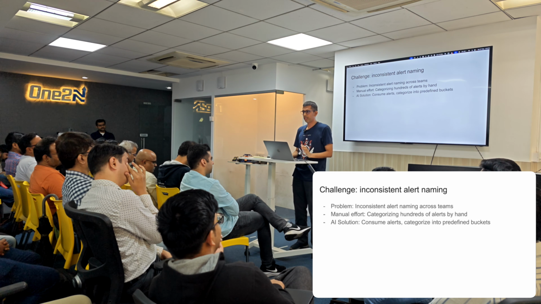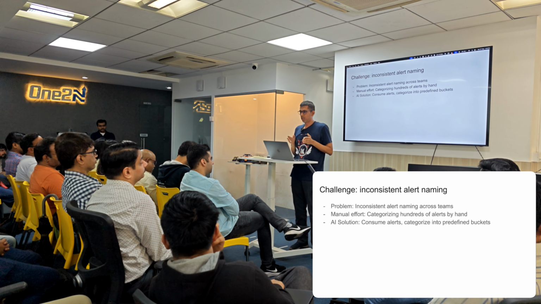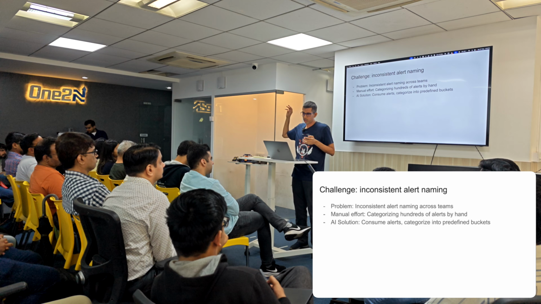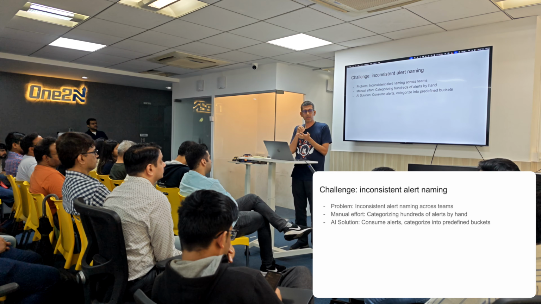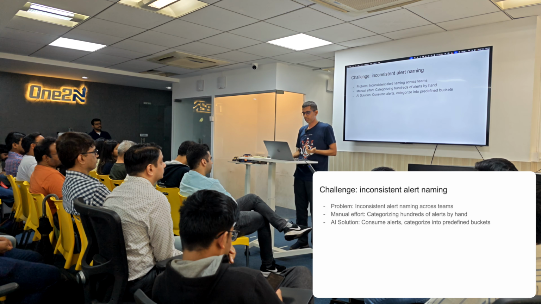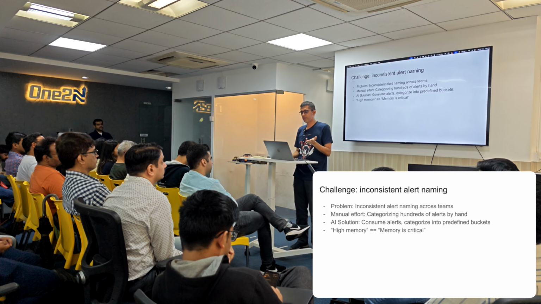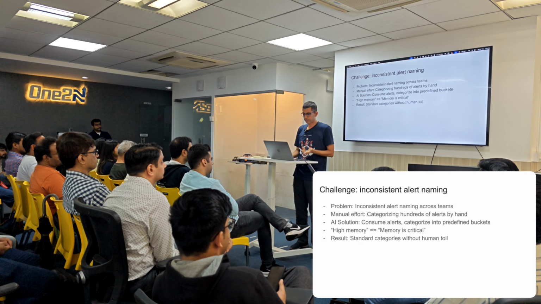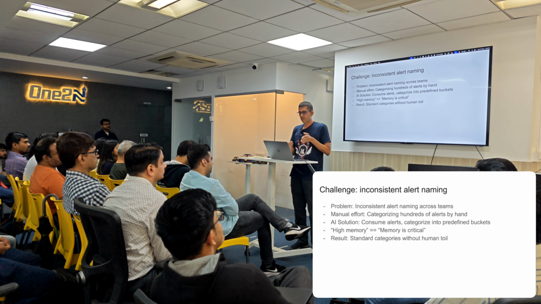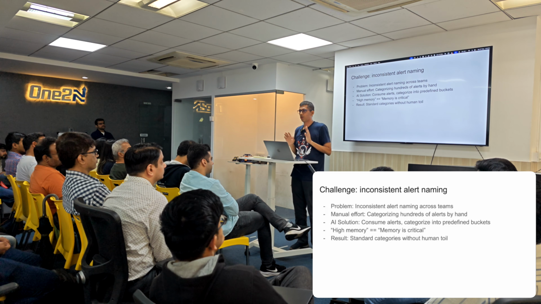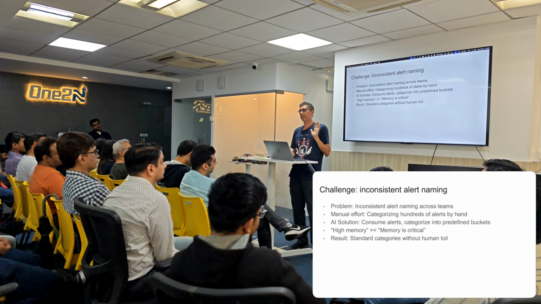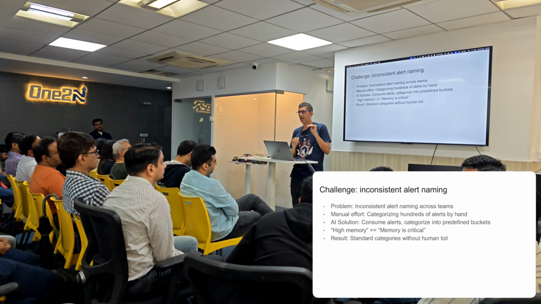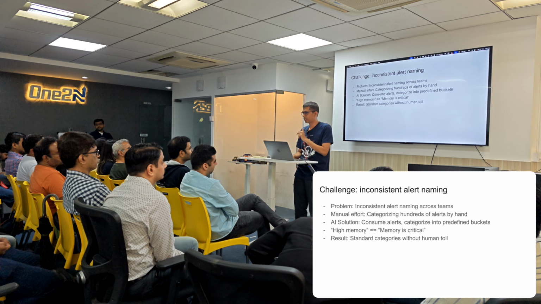What was the AI solution, right? If an alert comes, just give it to OpenAI and tell it, categorize it. The categories become central. The namings can be anything. So they did that. High memory and memory is critical are the same. The result is that we get standard categories without human toil. So now yesterday I got 50 memory related alerts. You don't say 30 high memory, 20 critical alerts. Okay, this is one cleanup.